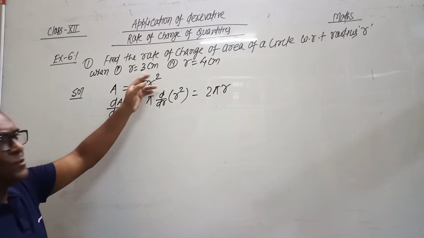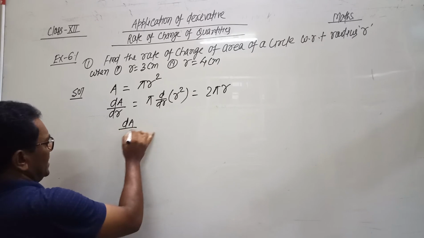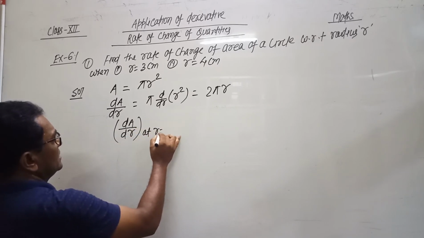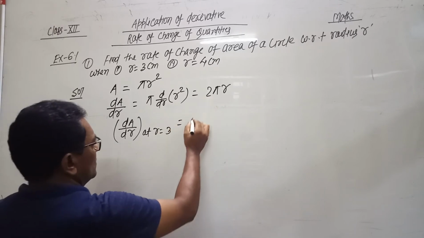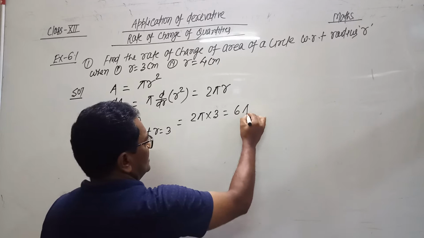Now we have given the point r equals to 3 cm. So we will write in this way, dA by dr at r equals to 3, and put the value of r equals to 3. So 2 pi into 3, this is 6 pi.